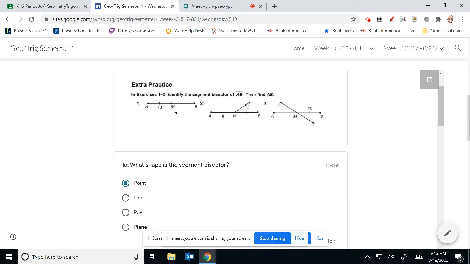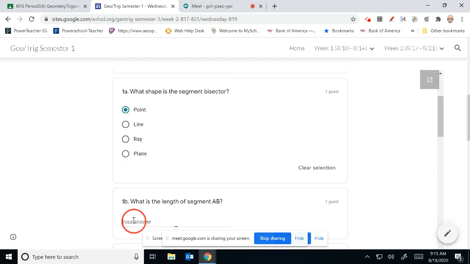And then they want us to find out what is the length of AB, because there's no bar here. So this time they want the number. So if it's 13 here, and that's a tick mark, and that's another 13, then from A to B is going to be 26. So 13 plus 13, you would get 26. So you put 26 into 1B. So 1A is a point, and 1B is 26.